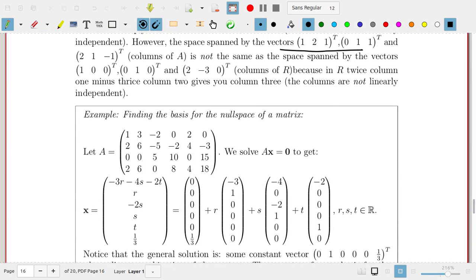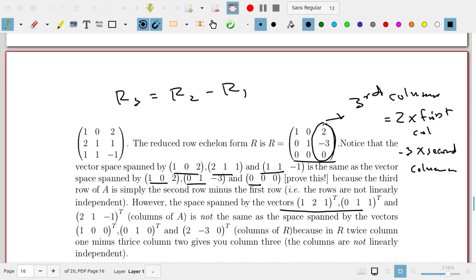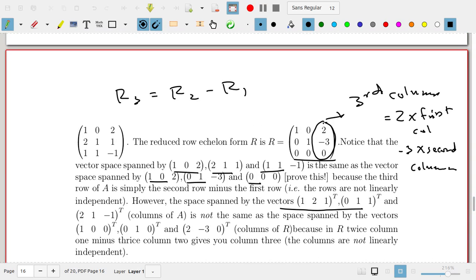So what has happened here is that the space spanned by these 3 columns is different from the space spanned by these 3 columns.